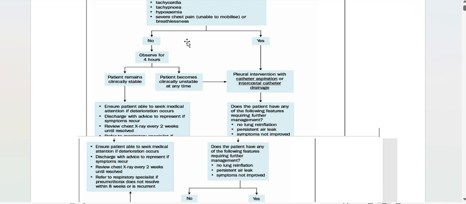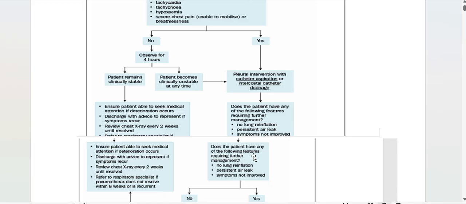During the observation, if the patient becomes clinically unstable, that is very simple: we have to do the intervention. If the patient is symptomatic, we will do the intervention. In case of emergency, when the patient has tachycardia, tachypnea, hypoxemia, saturation is 90 or 89, and severe chest pain, then definitely we have to decompress, right? So we will do the needle thoracostomy. Catheter aspiration means needle thoracostomy, and intercostal catheter drainage is the same thing, drainage.